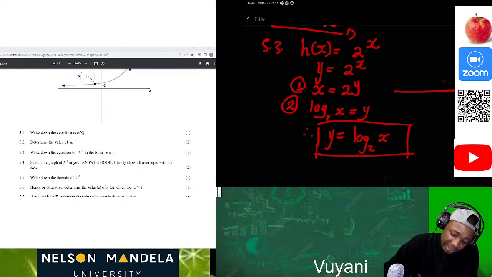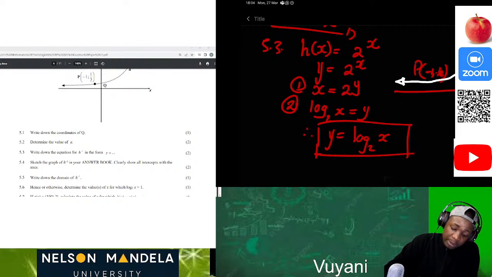We have -1 is to 1 over 2, which is point P. Then we have Q here, which is 0 is to 1. Then we plot our function. Everywhere we go, we can see that it runs from negative infinity to positive infinity.